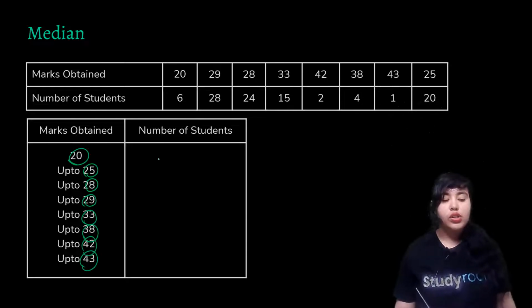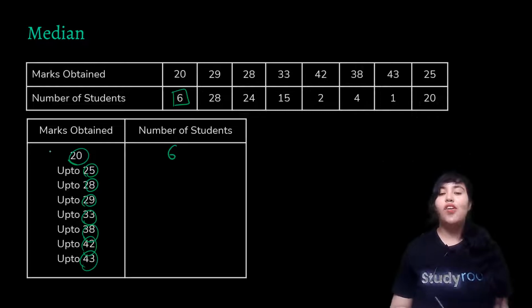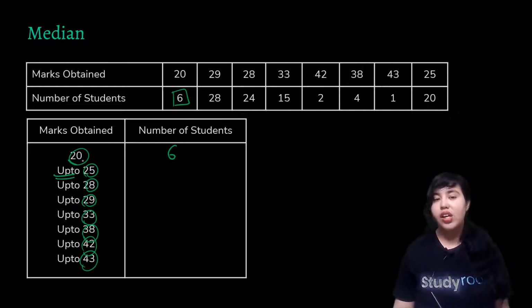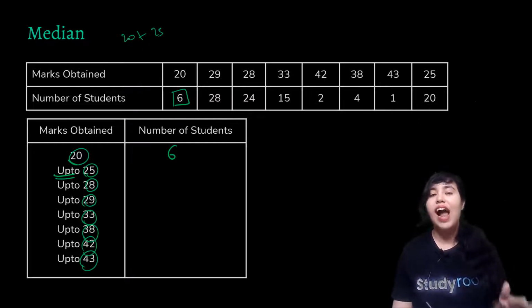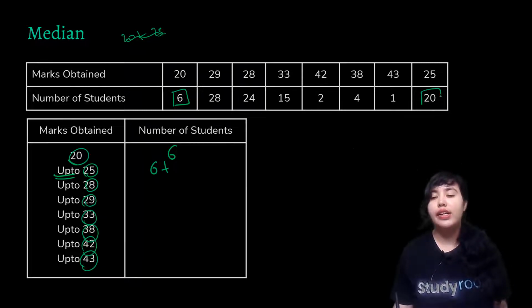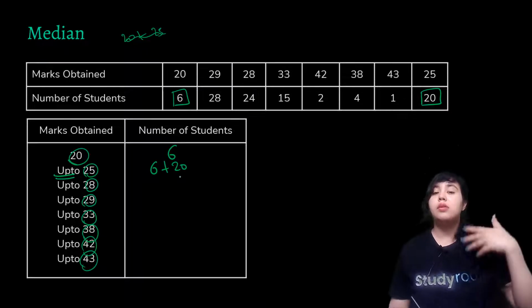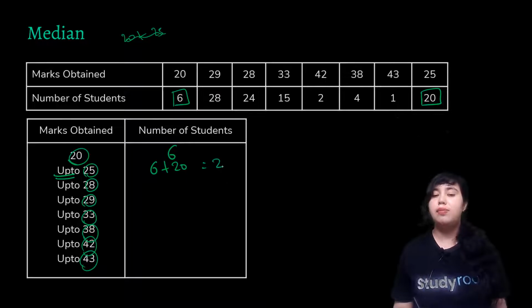Now what you need to do is write down the number of students. So here 20 marks were scored by how many students? By 6 students. Now here I have said up to 25. So up to 25 means students who scored 20 marks plus students who scored 25 marks. So we'll add both of them. There were 6 students who scored 20 marks plus how many students scored 25 marks? 20. So the answer will not be 20 but 20 plus the previous frequency, that is 6. So 20 plus 6, 26.